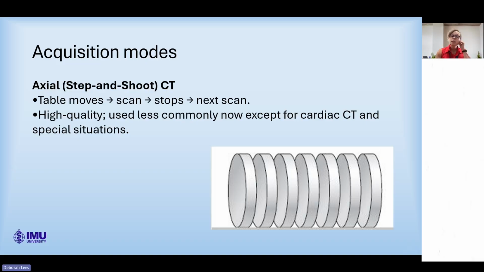So your axial, your step and shoot CT: the table moves, you get a scan, it stops, the table moves, you get a scan, and then it stops. So this gives you a high quality image. It's used now not as commonly as the other sequences that we have, other than cardiac CT. It's very good for that. And there are some other special situations, but really it's cardiac. That is the big one that we still use the axial CT for.